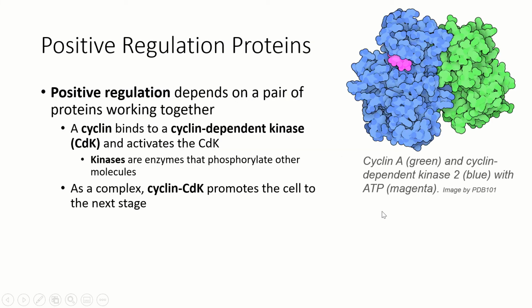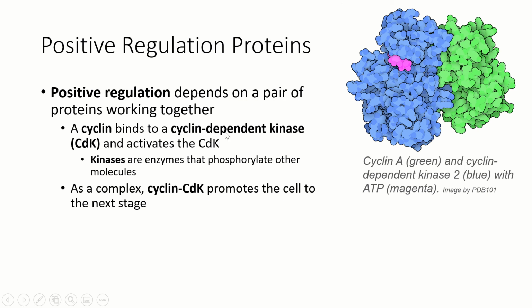Now, positive regulation is going to depend primarily on, remember all that cell communication stuff we talked about last week? Yeah. Okay. Here we go. A protein called a cyclin, which is shown here in this green blob, binds to a cyclin-dependent kinase, which is the blue blob, and activates the cyclin-dependent kinase once this kinase binds to the cyclin. Because the kinase is dependent on being bound to the cyclin in order to be activated.